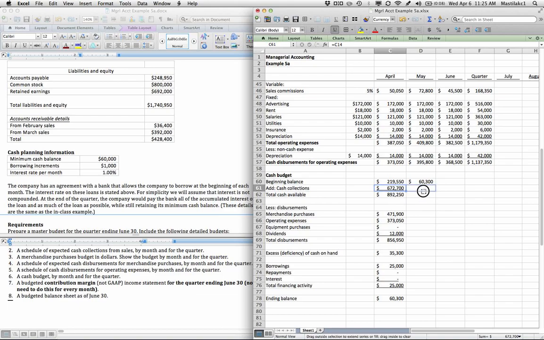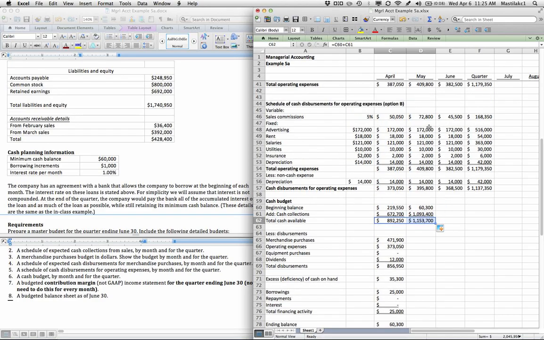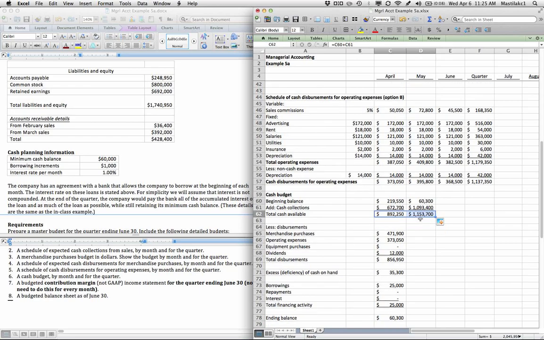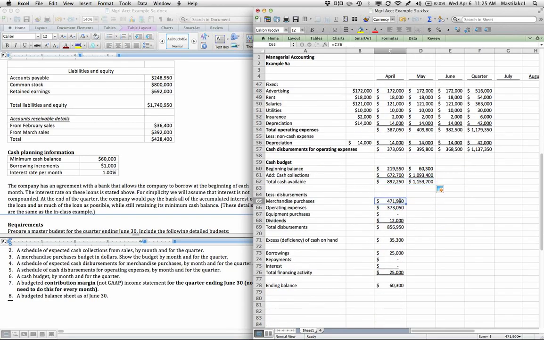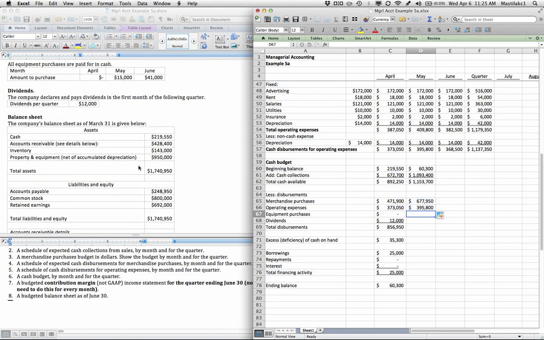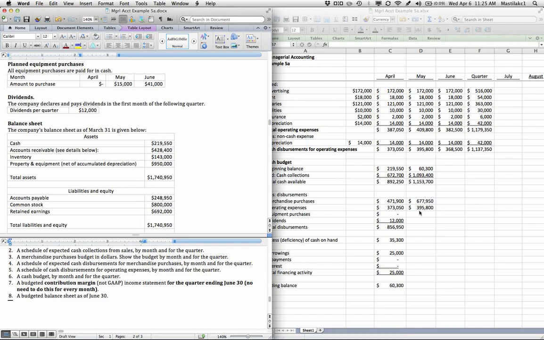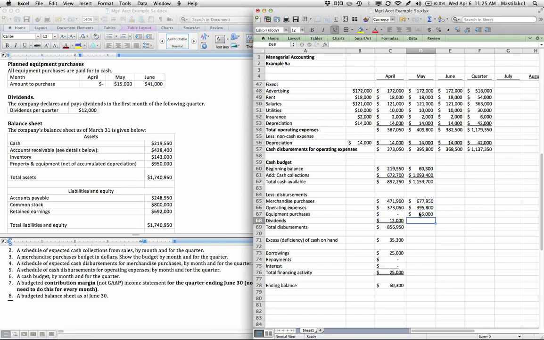Our cash collections, we're also going to collect some cash in May like we did in April, so we can drag that number over. And our cash available, again, is going to be the sum of what our beginning balance was plus what we collected. Our merchandise purchases and operating expenses, again, we can drag those over because we're just referencing our prior schedules. Equipment purchases, what are we told about equipment purchases? They're going to be $15,000 in May. And our dividends are going to be $0 because they're only in the first month of the quarter. And so our total disbursements are going to be $1,088,750.